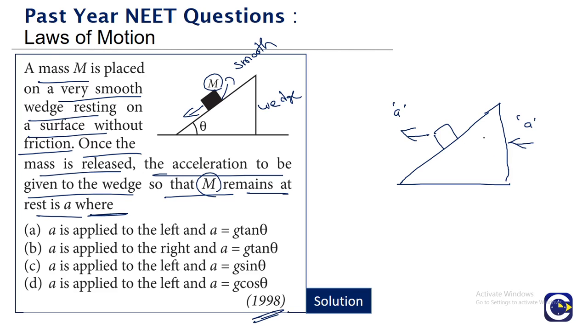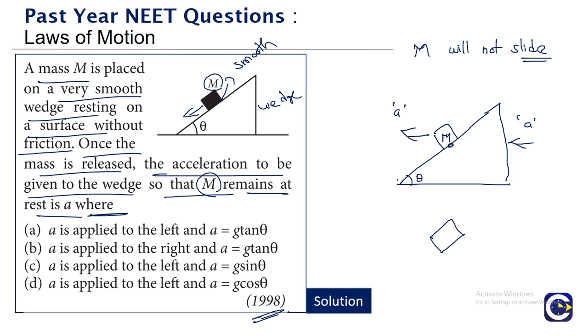So the condition is what? What is this horizontal acceleration that should be given so that the mass M will not slide? The mass M will not be sliding. That is the question here. So when we want to understand the motion of the mass M, we will try to resolve the forces acting on it.